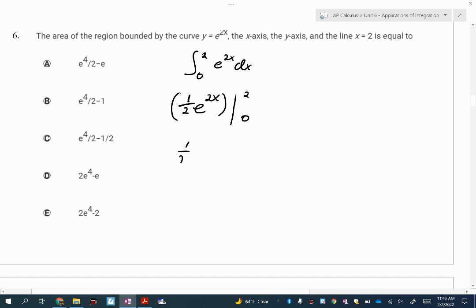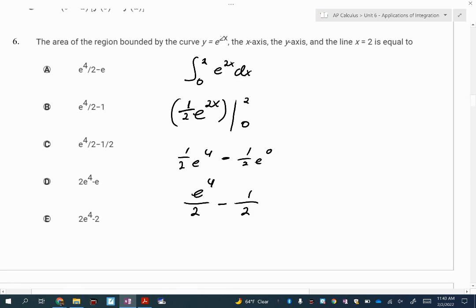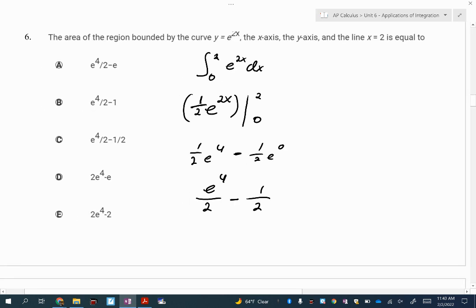So it's 1/2 times e to the 4th power, right? 2 squared is 4, minus 1/2 times e to the 0 power, right? So that's e to the 4th power over 2, and then minus, and e to the 0 power is 1, so that's 1/2. So I'm looking for this to be my area, which is C. Let's go to 7.